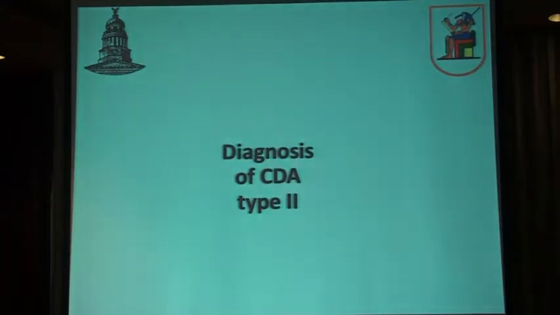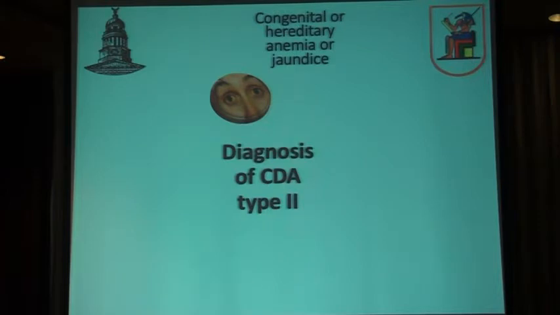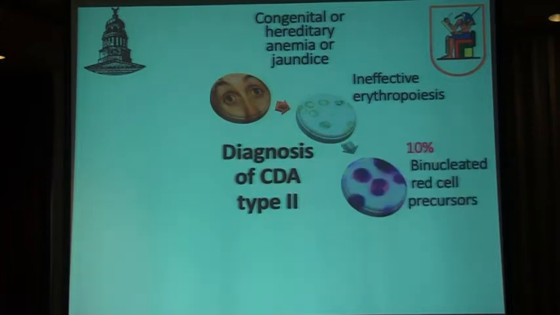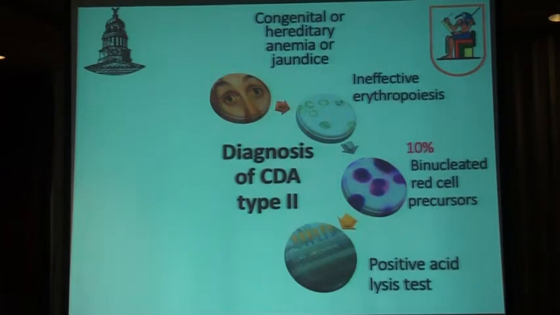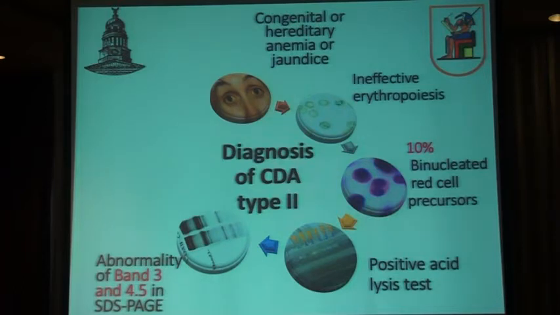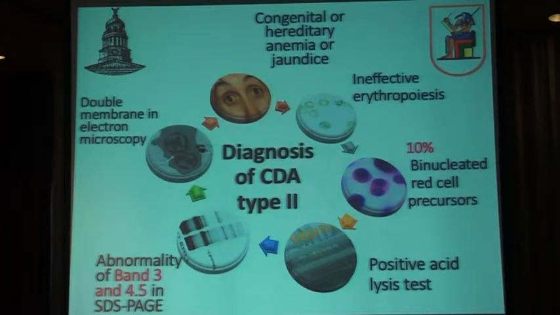Following the guidelines, diagnosis of CDA type 2 requires the history of hereditary hemolytic anemia as well as evidence of ineffective erythropoiesis, 10% binucleated forms, and a positive acidified serum lysis test. As well, we can do electrophoresis for abnormal band 3 and band 4, as well as electron microscopy. However, they are not a must for the diagnosis. We can diagnose using the first 4 only.